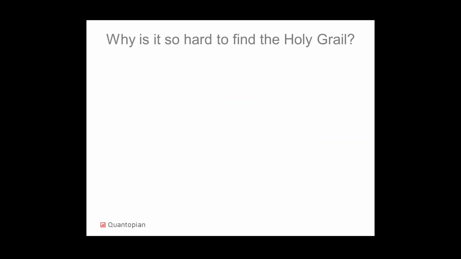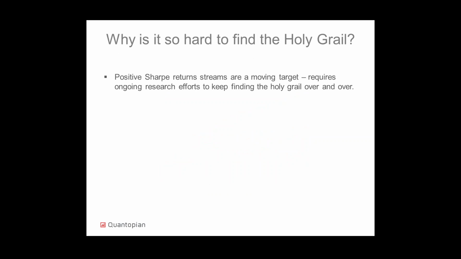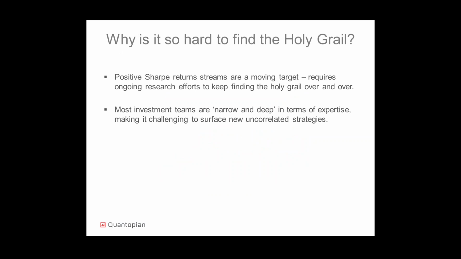All right, so that sounds pretty straightforward. So why is it so hard then to find this holy grail? Really, that's due to a number of reasons. The first one I'll talk about is that finding any positive Sharpe return streams that are consistent is challenging. It's a moving target, which requires ongoing research effort to keep finding the holy grail over and over again. So this isn't a one and done type of process.